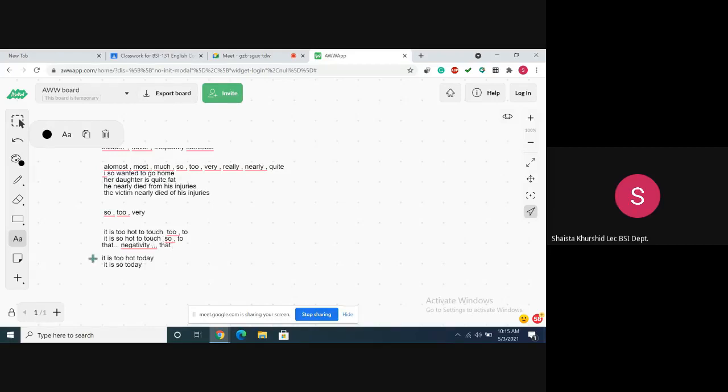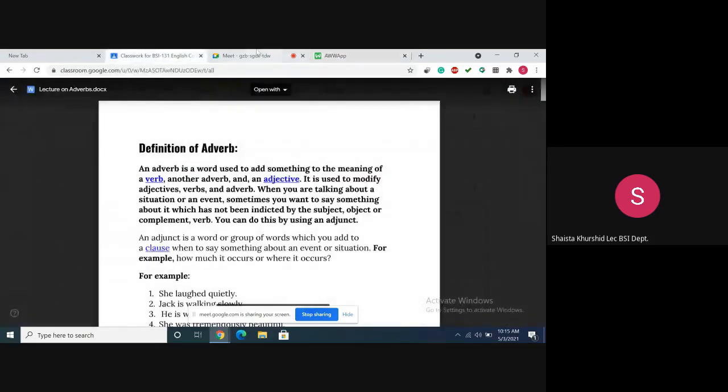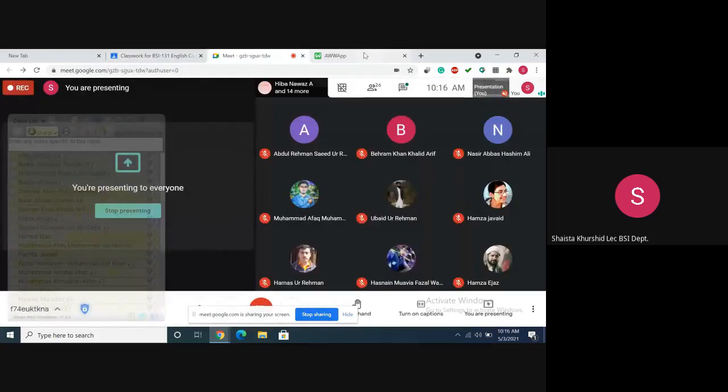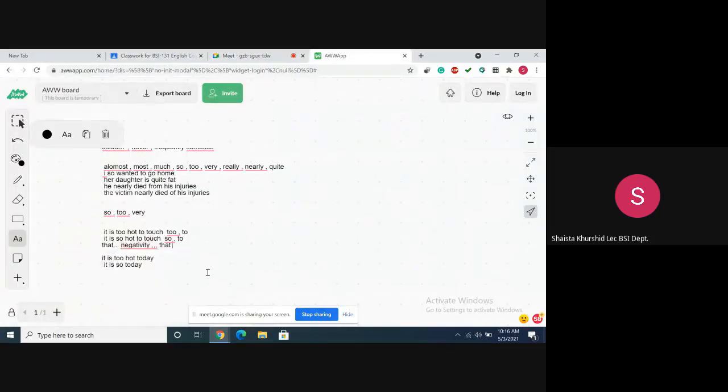In the second sentence, if we say "it is so hot today" and "it is too hot today," what is the difference between the two? One is a seasonal thing. If we say "it is so hot today," it means that it's summer season and it's hot. And if we say "it is too hot today," it means that it's not the summer season, but it's too hot today, so there is a negativity. I hope it is clear now where we use so, too and very. If you want to learn more, you can look into the document that I have uploaded. You can also search on Google how we use too, so, very, because these are very important to learn.